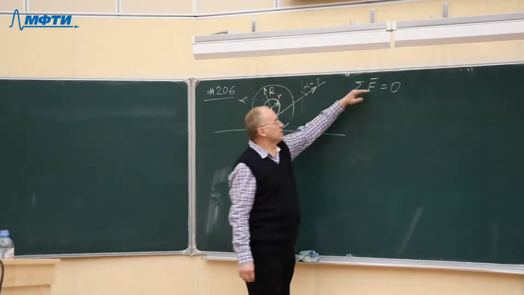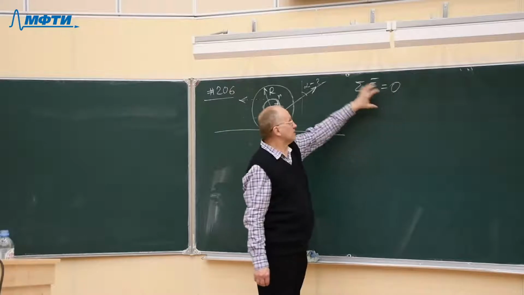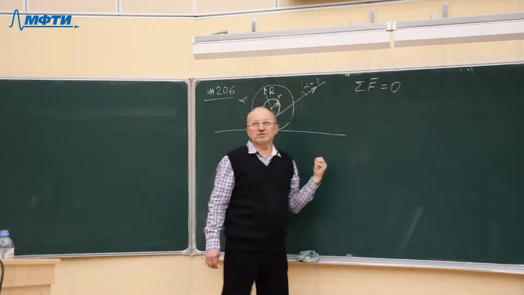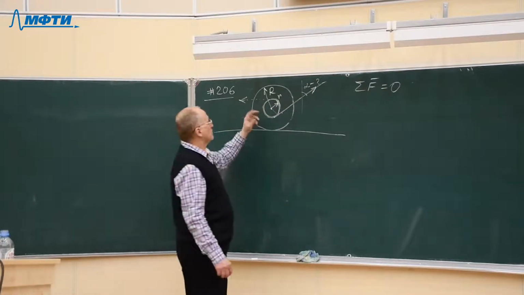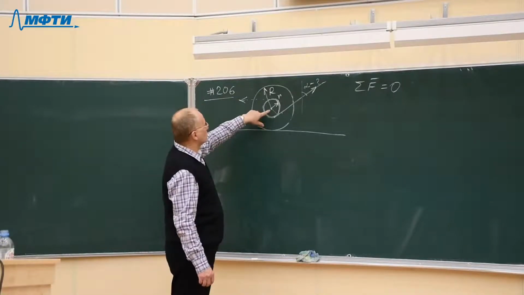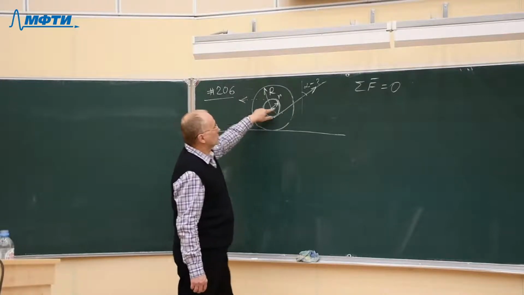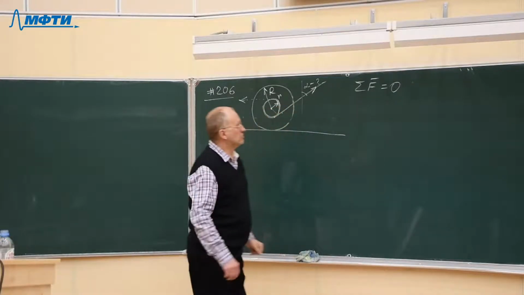If this condition is violated, if the sum of all forces is not 0, then the sum of all forces will be equal to the mass of the spool times acceleration, according to Newton's second law. But under the conditions of this problem, the center of mass is at rest. It doesn't move. So we have to use this law of static equilibrium.